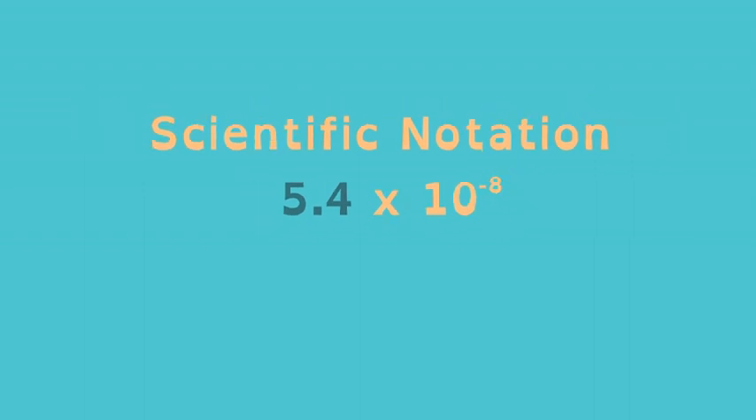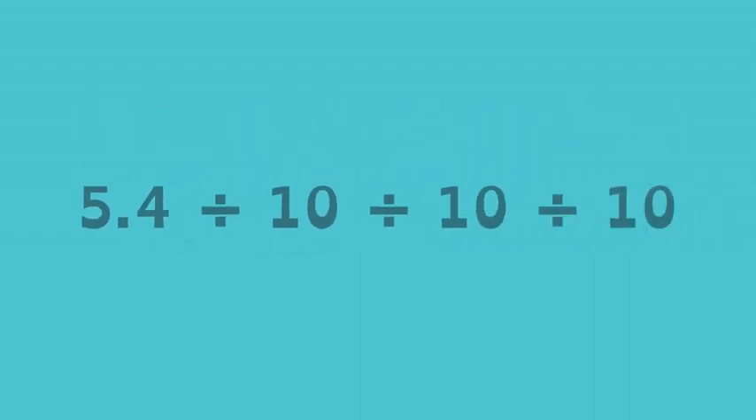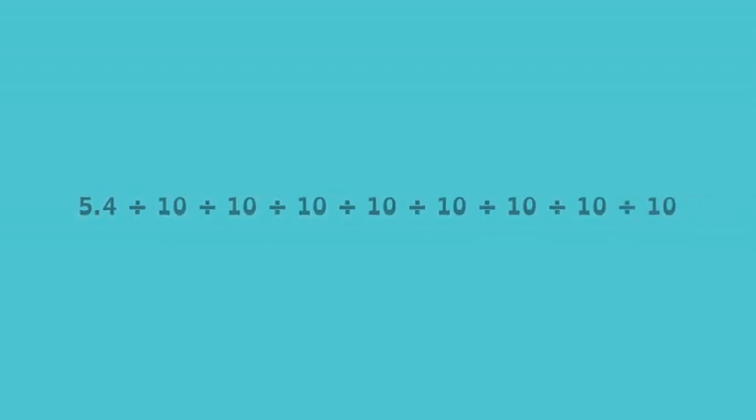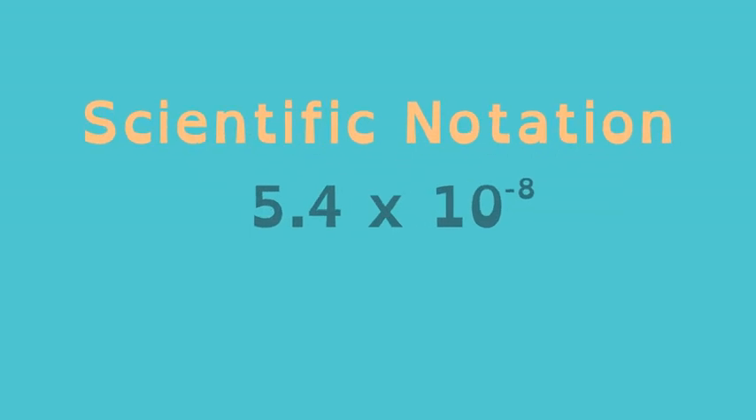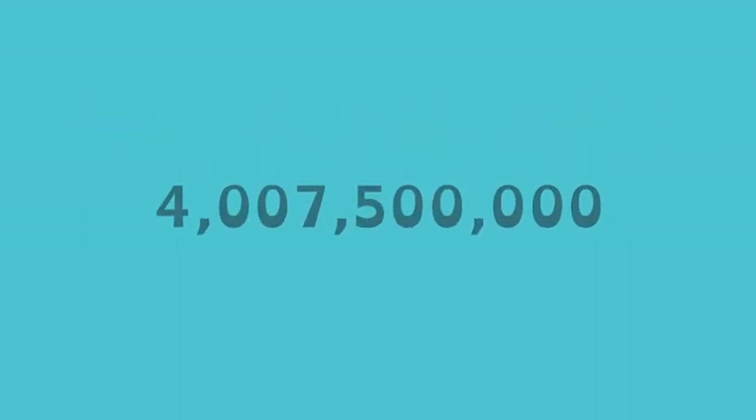This is the same as saying 5 4/10, divided by 10, divided by 10, divided by 10, divided by 10, divided by 10, divided by 10, divided by 10, divided by 10. Woo! A more concise way to show you're dividing 5 4/10 by 10 8 times is to say you're multiplying 5 4/10 by 10 to the power of negative 8. That's using scientific notation. The method is similar for numbers that are really big.